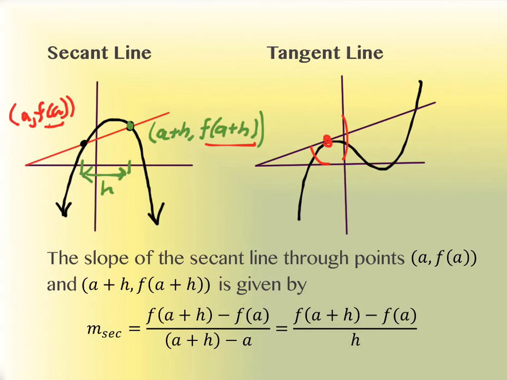So we subtracted the y values. And then we subtracted the x values. The second x value is a plus h, right here, and we subtract the first x value, which was a. And that's on the bottom down here. So we have a plus h minus a. If we simplify this denominator, we simply leave ourselves with h in the denominator.